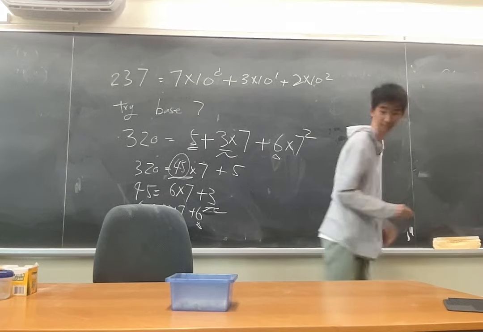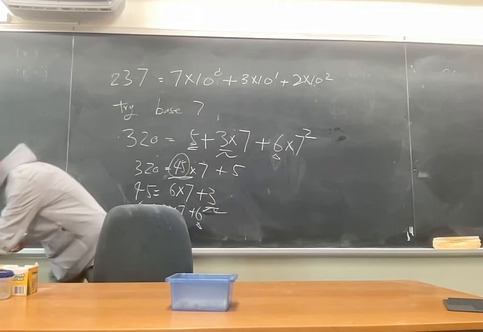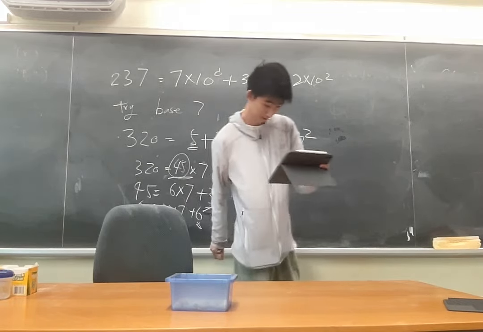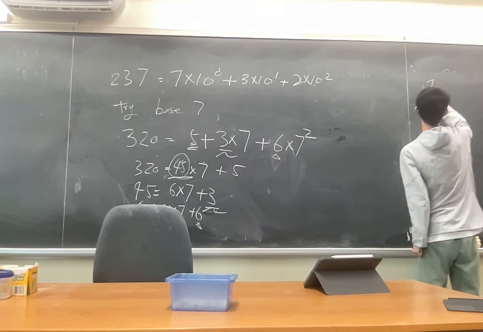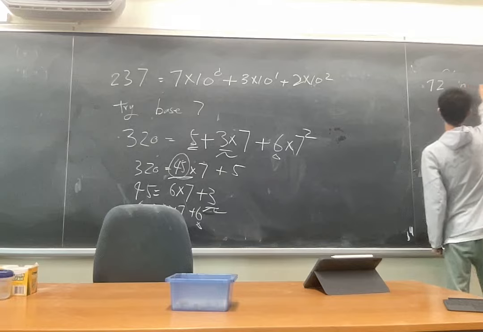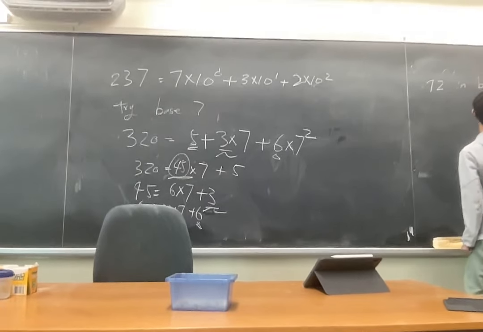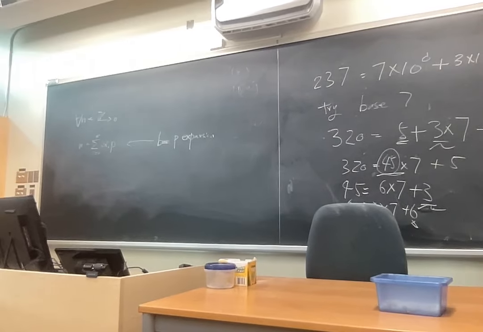Let's try another number. So we want to try 72 in base 3. How do we get the base 3 representation of 72?